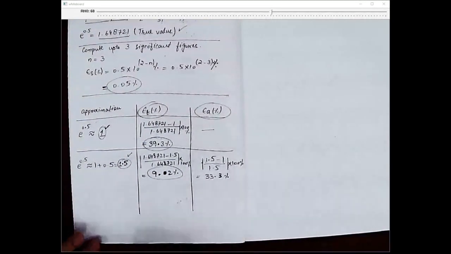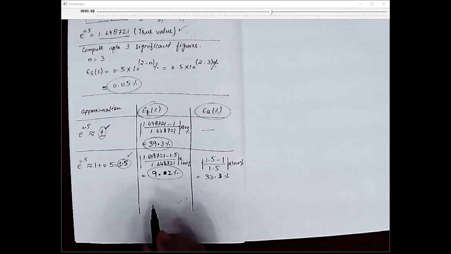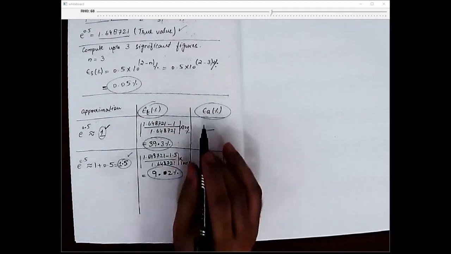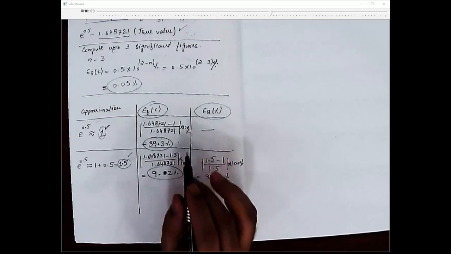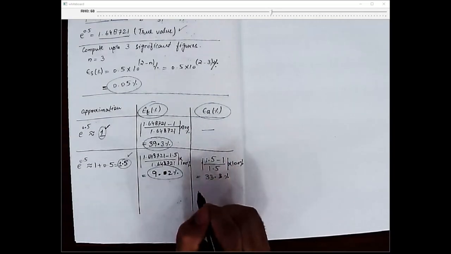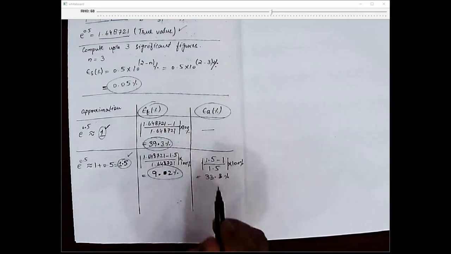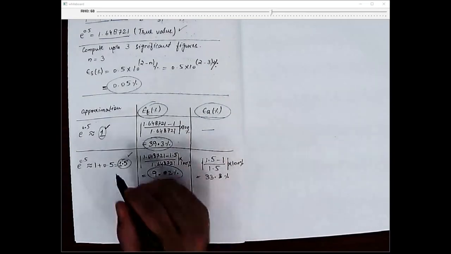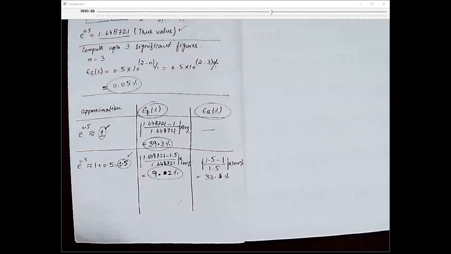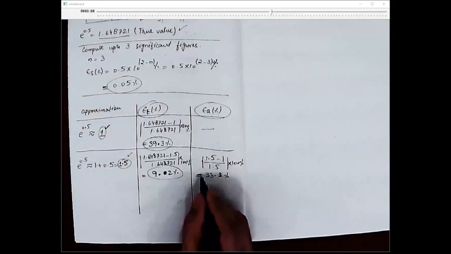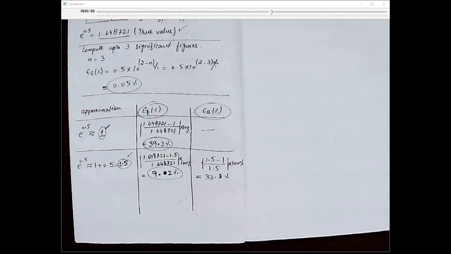Now look at the numbers. There are two important observations here. ET and EA are two different quantities. You can see from the numbers they are not the same. ET is computing accuracy, EA is computing the precision, that is, how close these two approximations are. So this is the precision measure, 33.3%.